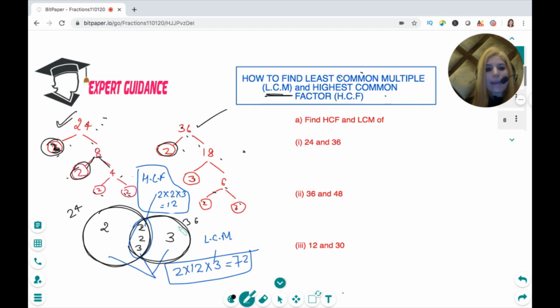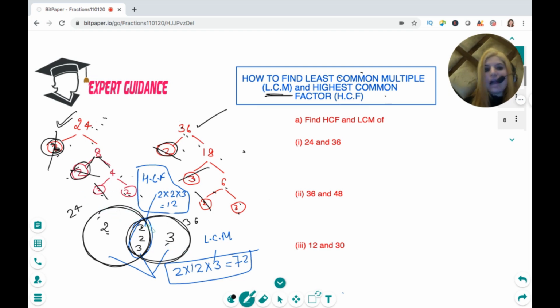Now when you make a Venn diagram, the common factors you will write in the middle. So 2 is common in both of them. Another 2 is common in both of them, and 3 is common in both of them. So 2, 2, 3 we'll write here. Now for 24 we are left with 2, which we'll write here, and for 36 we are left with 3 which we'll write here. Now this will make a Venn diagram.